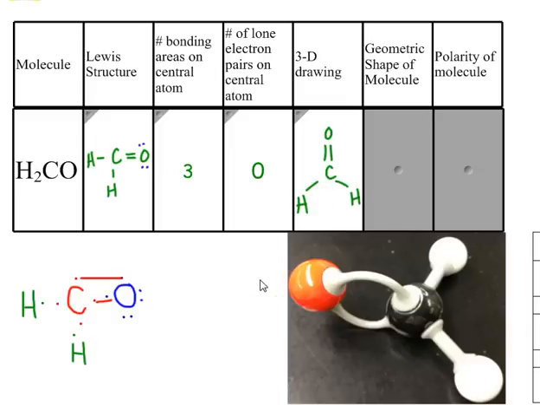And if we were to try to draw this as a 3D drawing, it's essentially a planar molecule, so we don't have to worry about dotted lines or funky triangle lines. So this is one way to do the 3D drawing. C double bonded to an O and two hydrogens coming out of the carbon. The geometric shape, this is a trigonal. You see the triangle right here. Trigonal planar because all four atoms are on the same plane.